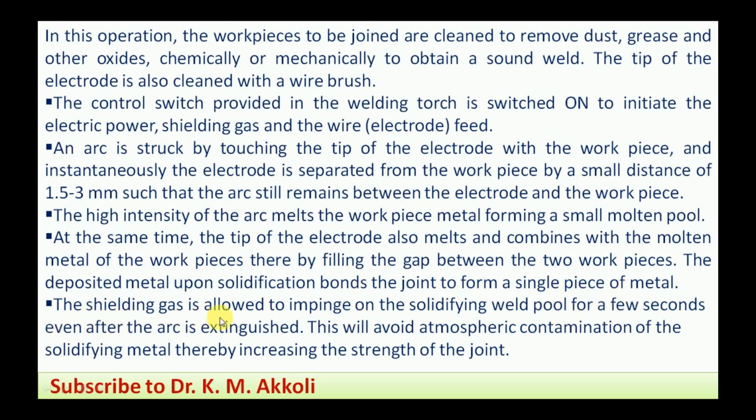The deposited metal upon solidification bonds the joint to form a single piece of metal. Then sealing gas is allowed to impinge on the solidifying weld pool for a few seconds, even after the arc is extinguished. This will avoid atmospheric contamination of the solidifying metal and thereby increase the strength of the joint. It is very similar to TIG welding, but the difference is that there is more automation in this one, and thick metal sheets can also be welded. It is the most convenient welding compared to TIG welding.